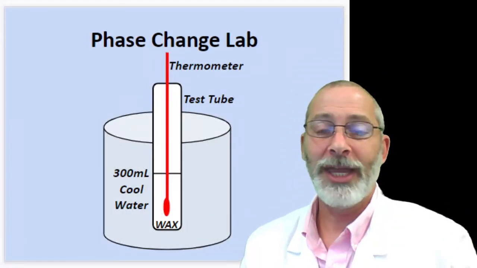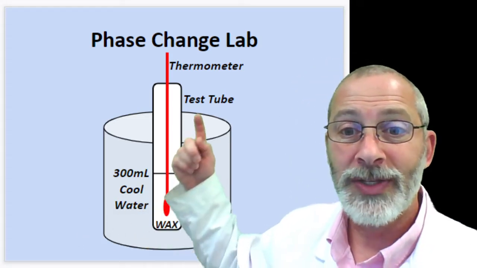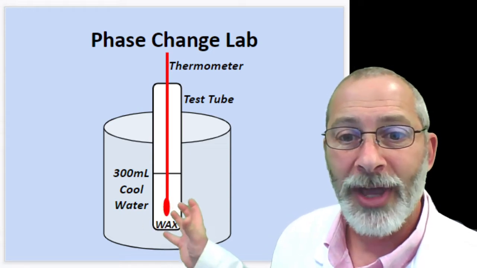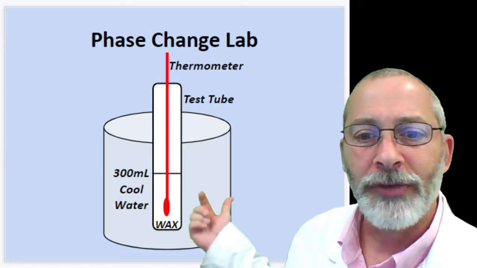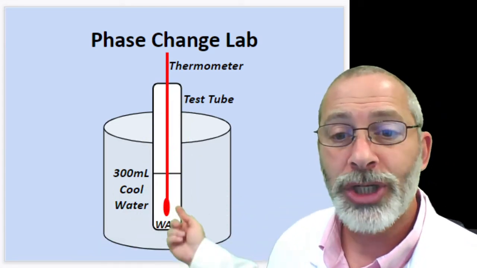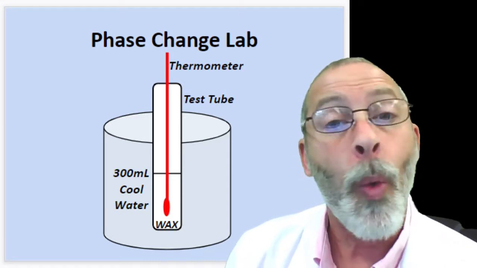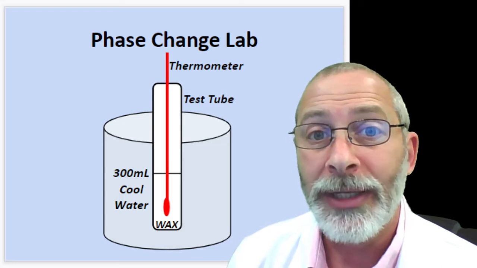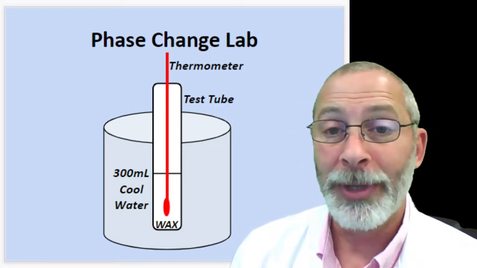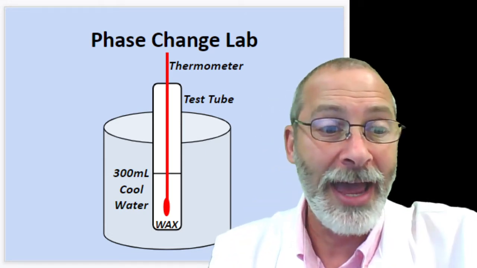All right, so here again is an illustration of our lab activity, and you can see we've got a test tube with wax in it, and we've got a certain volume, 300 milliliters of cool water surrounding the test tube, and you're going to watch and see what happens to the temperature as the wax goes from a liquid to a solid.